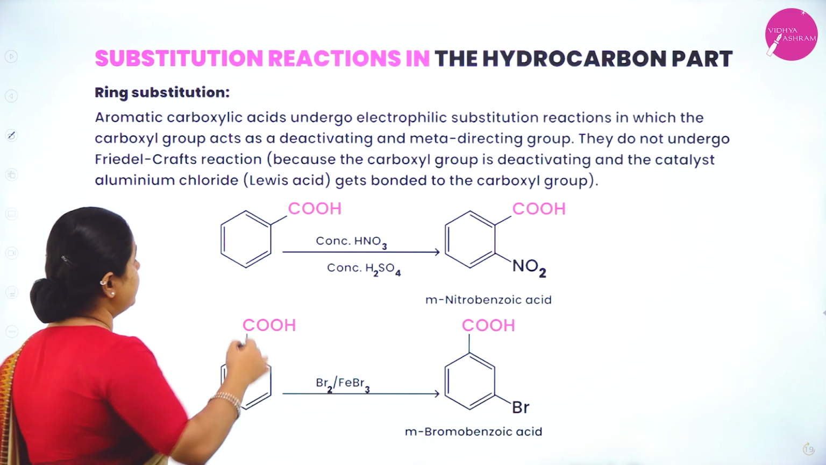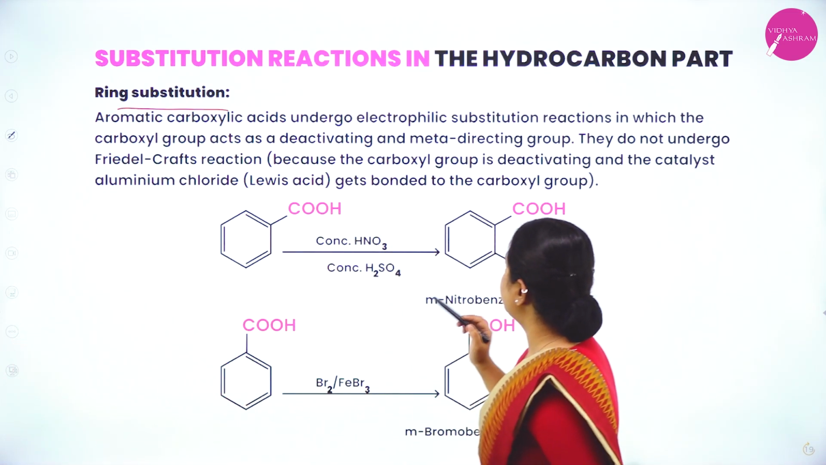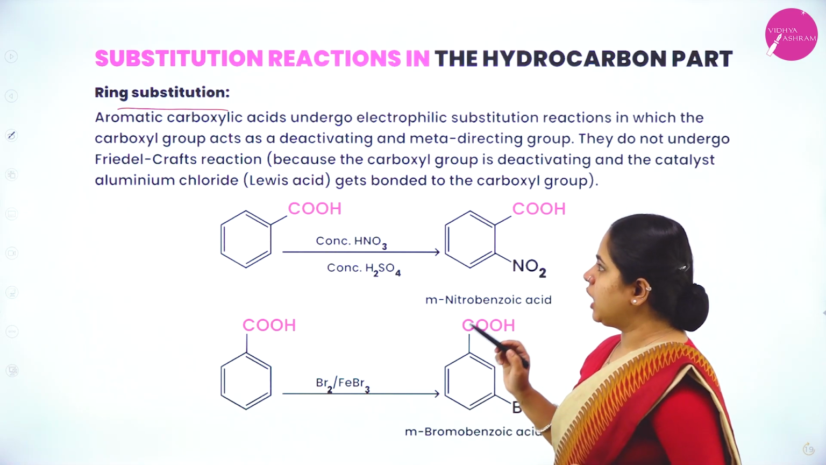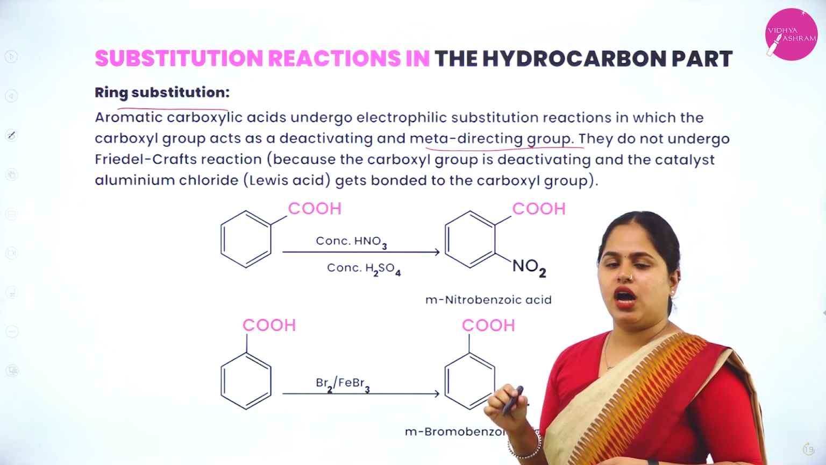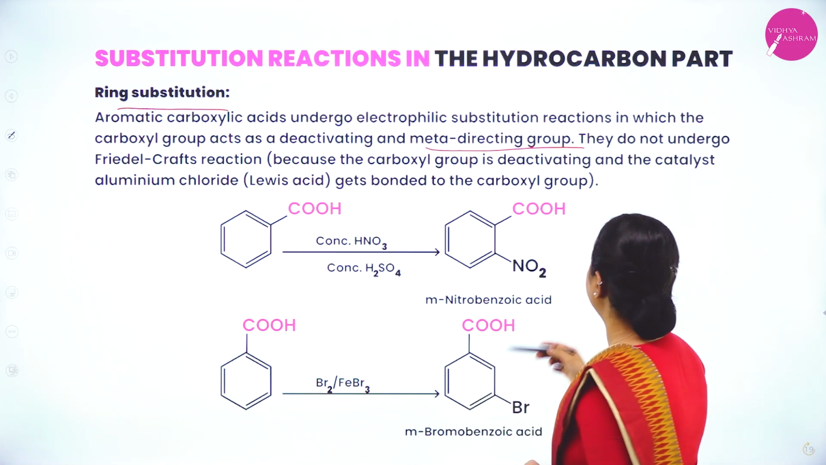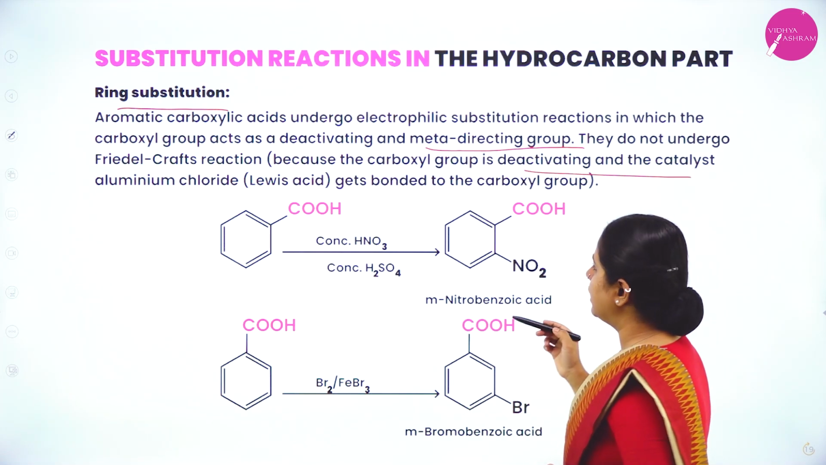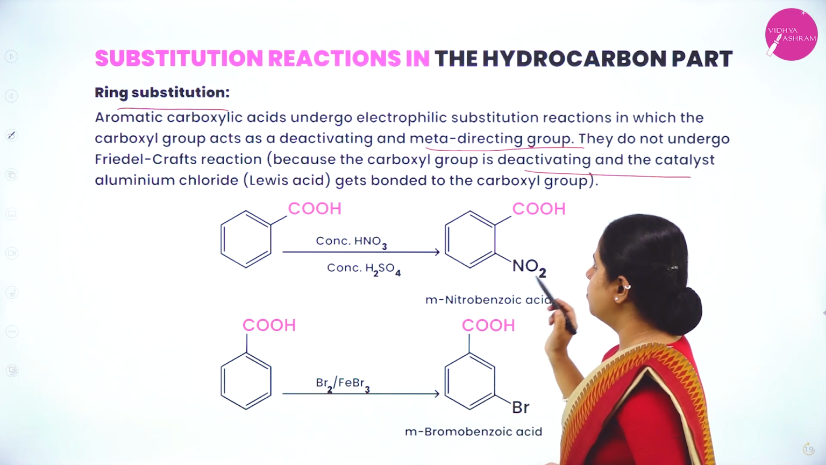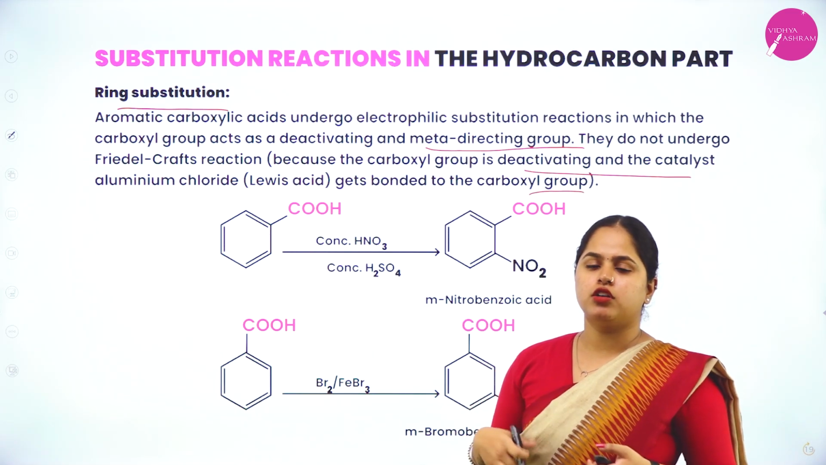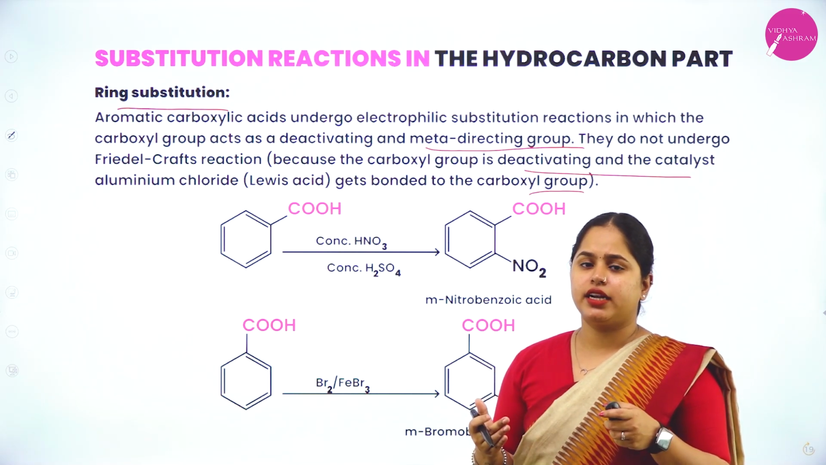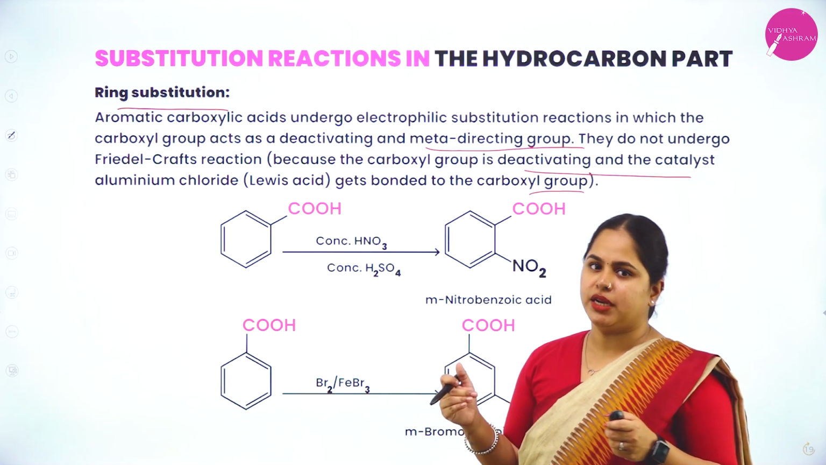Now moving on to the next one, that is ring substitution. Aromatic carboxylic acids undergo electrophilic substitution reactions in which the carboxyl group acts as a deactivating and meta-directing group. Okay, so carboxylic acids are meta-directing groups. They do not undergo Friedel-Crafts reaction because the carboxyl group is deactivating and the catalyst aluminum chloride gets bonded to the carboxyl group. So they do not undergo Friedel-Crafts alkylation or acylation because of the presence of the carboxyl group, and they are deactivating, hence they direct the incoming electrophile towards the meta position.